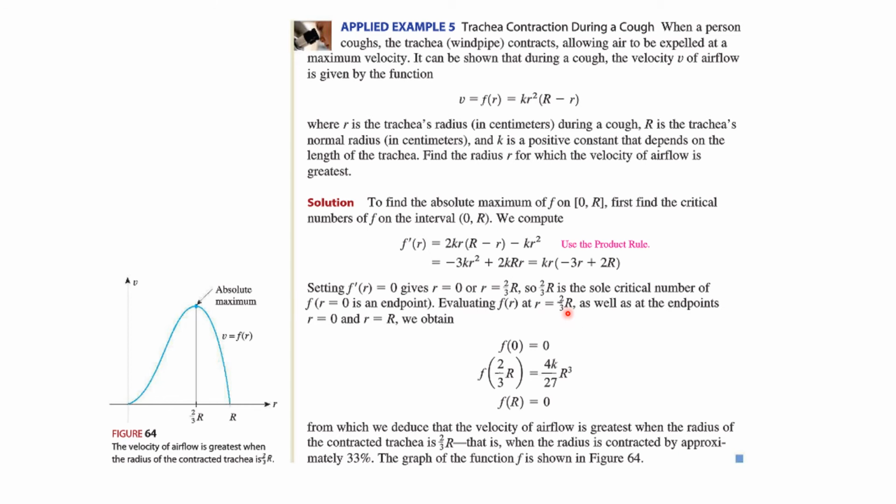So we evaluate this at 0, 2/3 R, and capital R. And we see that we get 0 there, but we get this number. Since capital R is positive, we see that this is the maximum. So we can deduce that the velocity of airflow is greatest when the radius of the contracted trachea is 2/3 of capital R. And here's the graph, and we can see what happens, and that indeed is an absolute maximum.